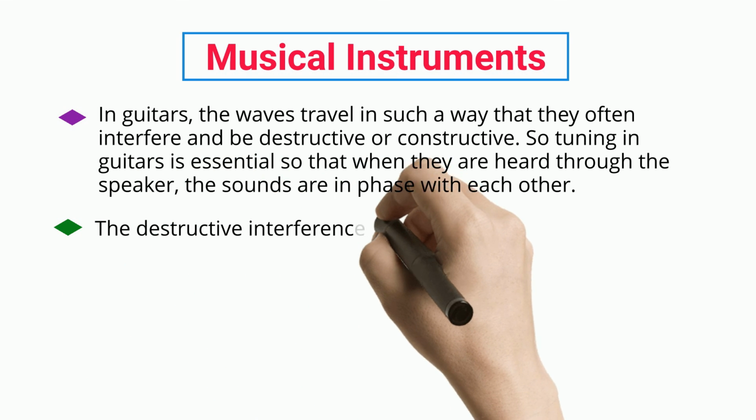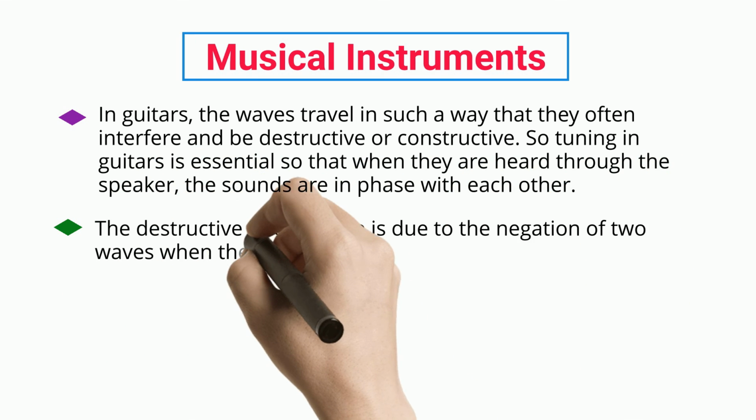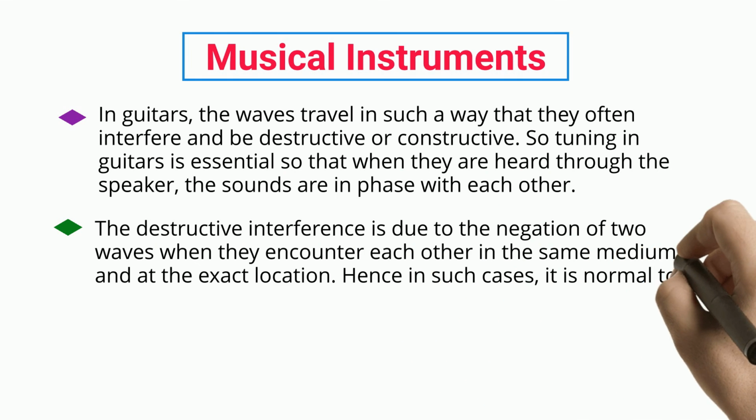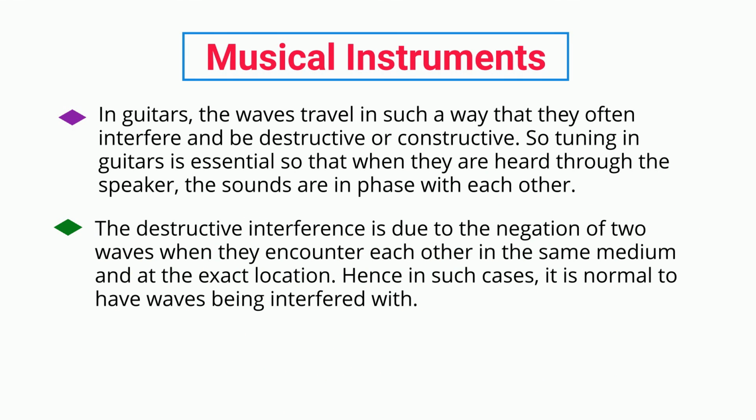The destructive interference is due to the negation of two waves when they encounter each other in the same medium and at the exact location. Hence in such cases, it is normal to have waves being interfered with.